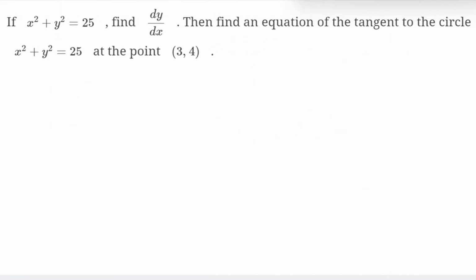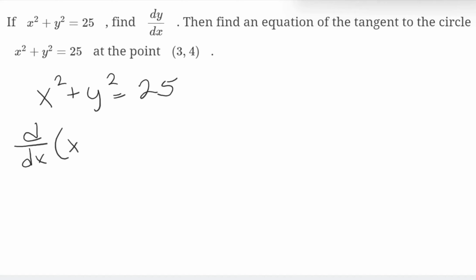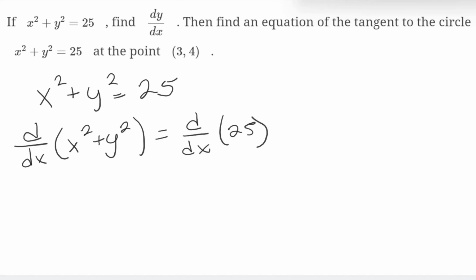So we've got x squared plus y squared equals 25. What we're going to do is take the derivative of both sides. So we're going to do the d/dx of x squared plus y squared equals the d/dx of 25.